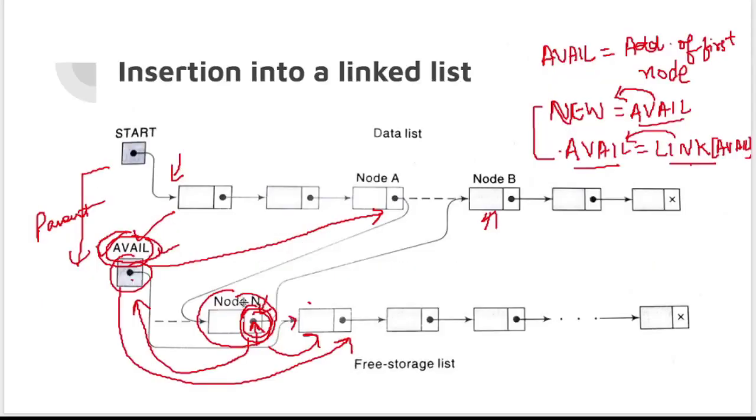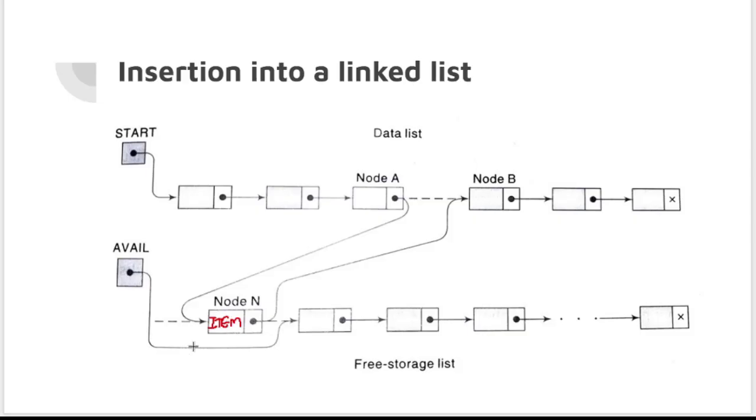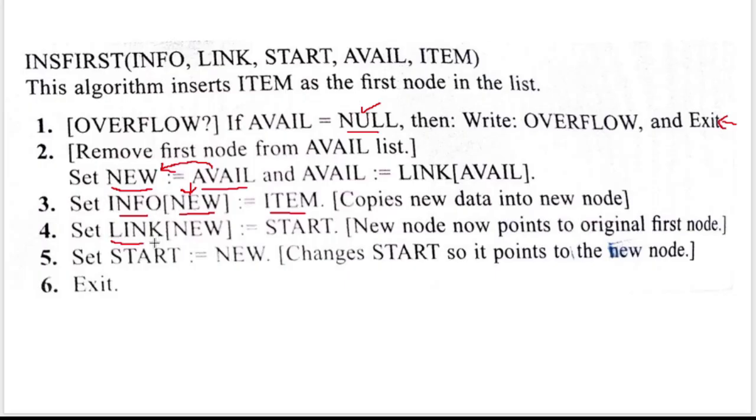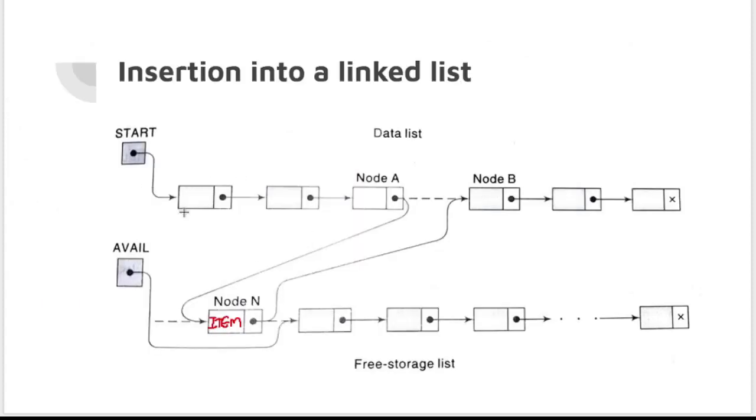Next is, now this has been copied to the new location. Now the address also needs to be changed because this is going to be the first node of this list. Now we have stored the item here into the avail. Now avail is pointing to the new item. Now we want to change the pointers. How we can do is, we will pick the link of new and we will store the start value here. Start stores the address of first node.